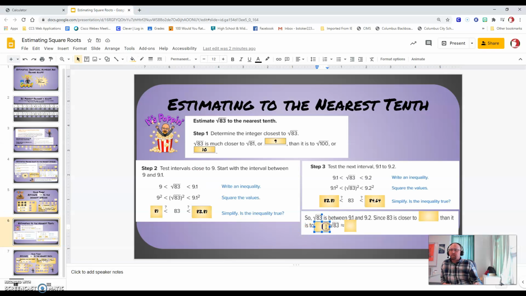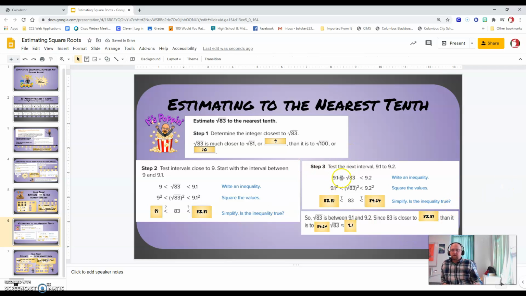So that means that since it is closer to 82.81 than it is to 84.64, the square root of 83 is approximately 9.1. Okay? So again, it's just about testing the intervals here, and that's how I did that.